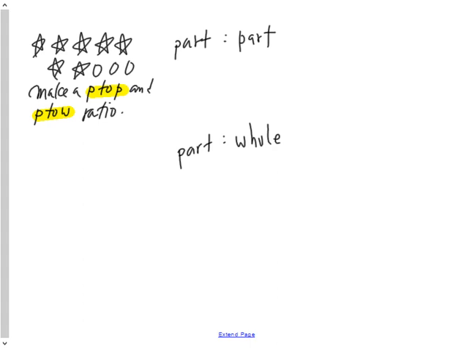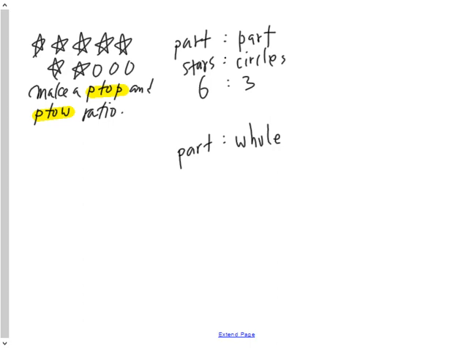So in this case, you could do stars to circles, and that would be one, or you could do circles to stars. You can do either one. But if you write down stars to circles, you would have to put 1, 2, 3, 4, 5, 6 for stars, and you would have to do 3 for circles. So there are 6 stars for every 3 circles, and that's a part-to-part ratio.